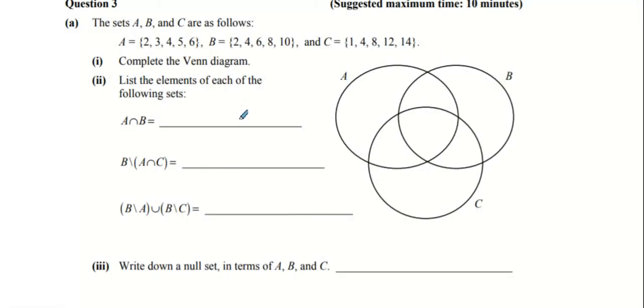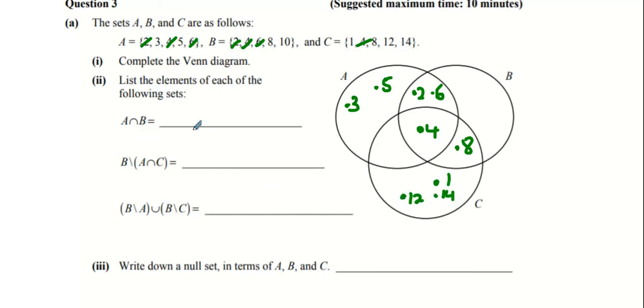Question 3. Complete the Venn diagram. Alright, so 4 in the middle, they all have 4 in common. A and B have 2 and 6 in common. So 2, 4, and 6 gone, and 4 gone. C and B have 8 in common. A and C have nothing in common bar 4, so this is empty. This leaves 3 and 5. And then C is left with 1, 12, and 14.